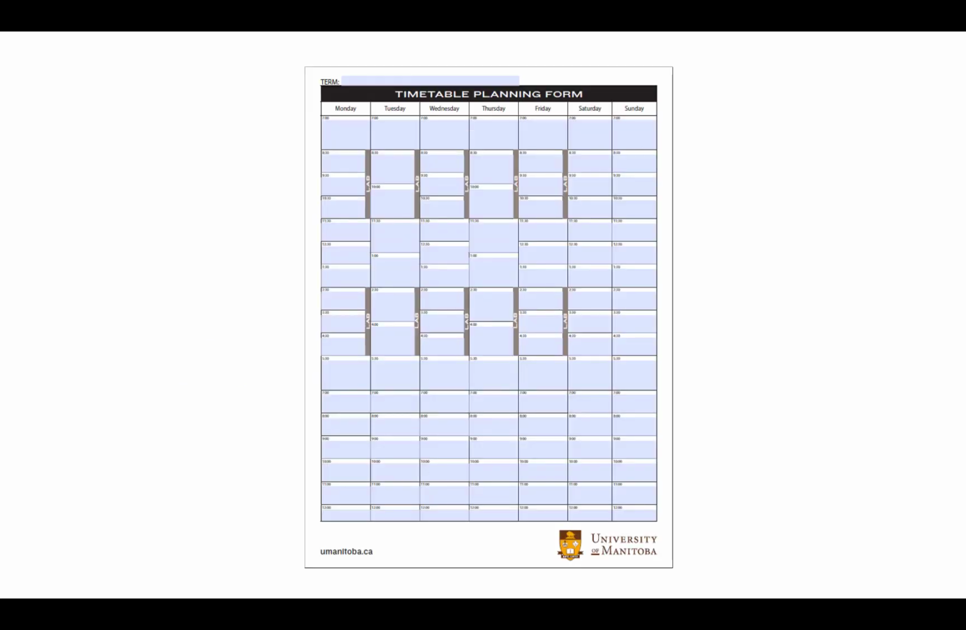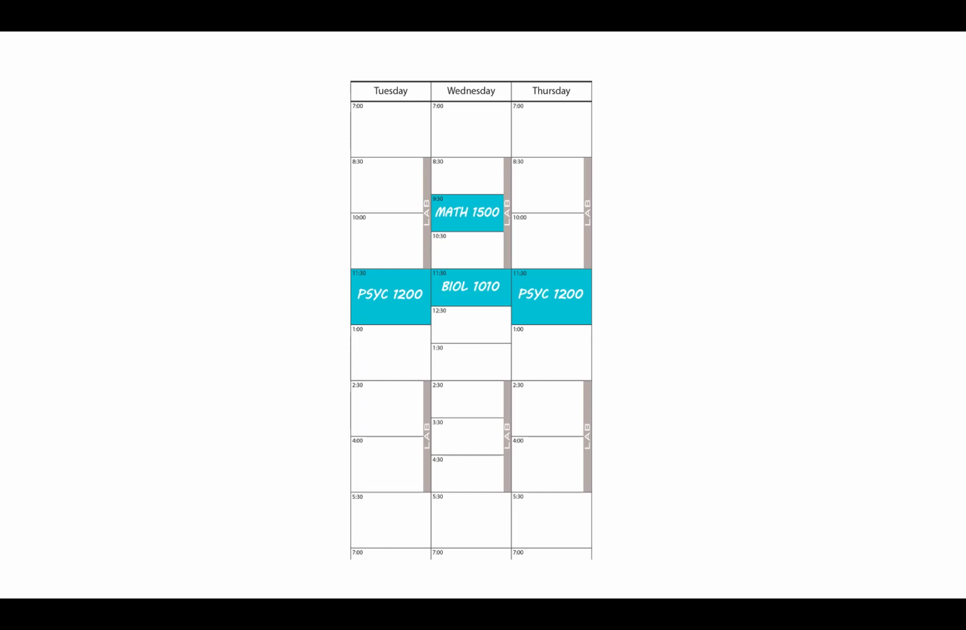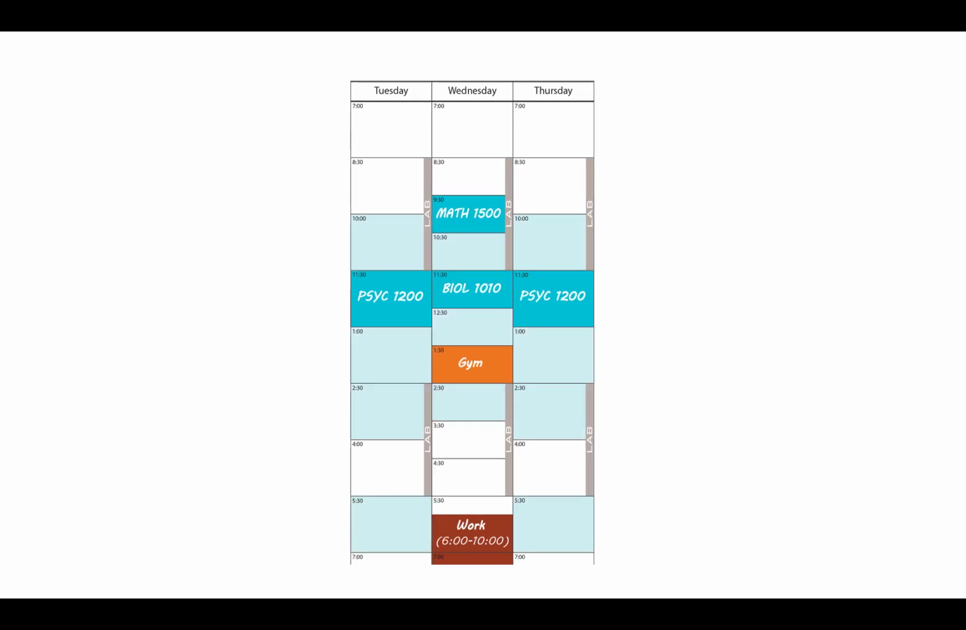To start creating your study schedule, download an official U of M timetable planning form. You can also use this form when you're figuring out what classes to take. Then, fill in your classes for the week. Add your fixed commitments that repeat every week, and set aside time for regular study sessions to get in the habit of studying a little bit every day. Now you have a basic study schedule.